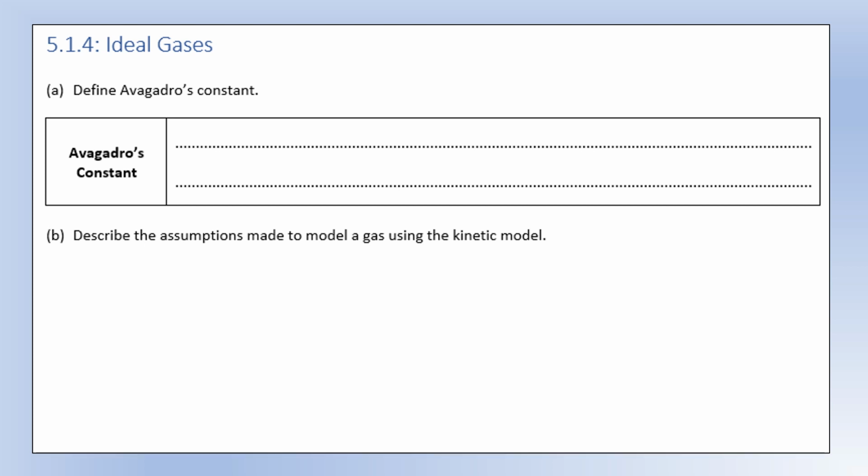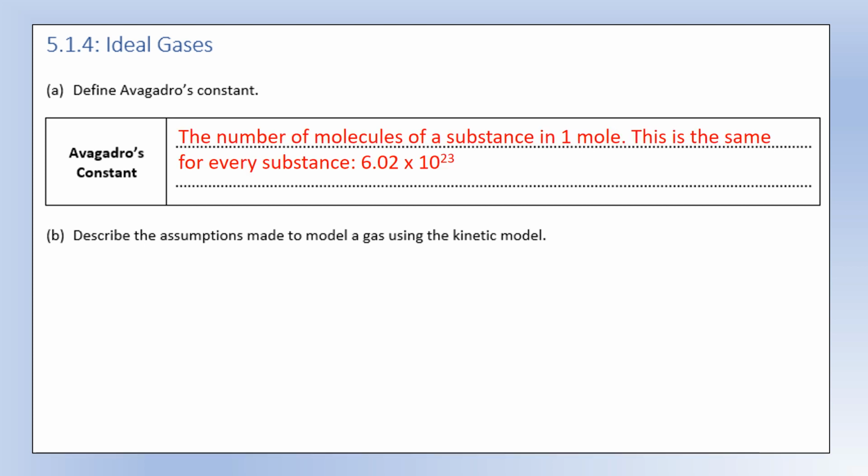Okay, so first off, Avogadro's constant. This tells you the number of molecules of substance in 1 mole, and it's the same for every single substance there is, 6.02 times 10 to the 23. So we can see that 1 mole contains a heck of a lot of atoms or molecules.